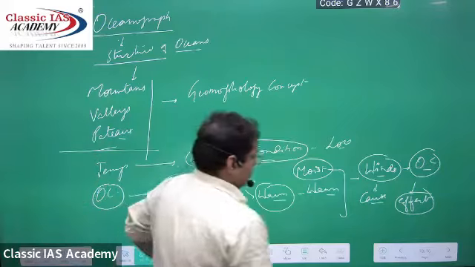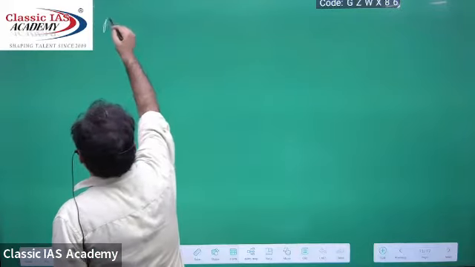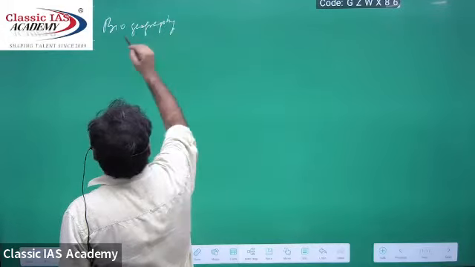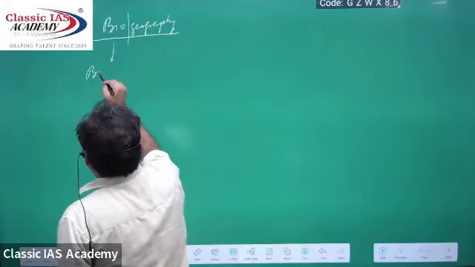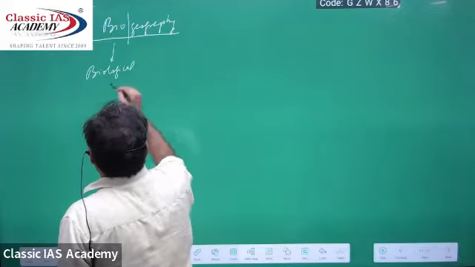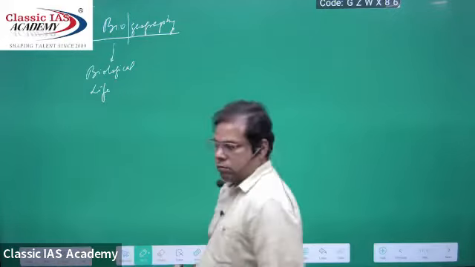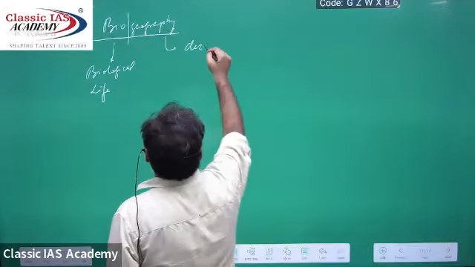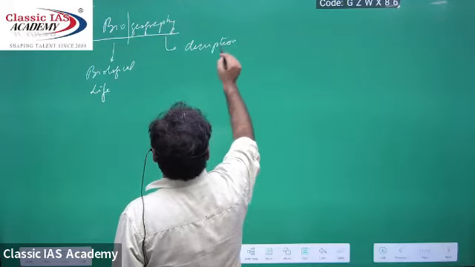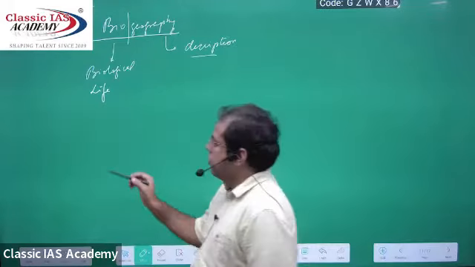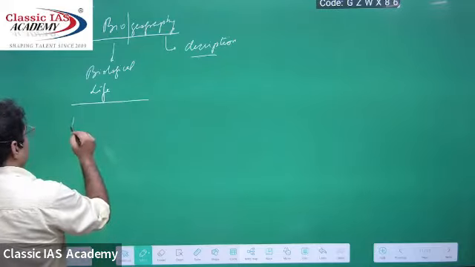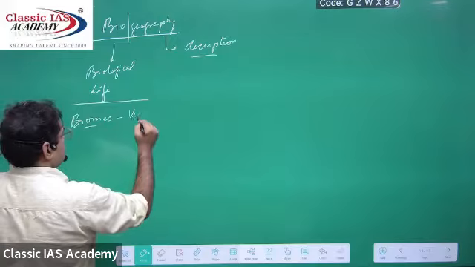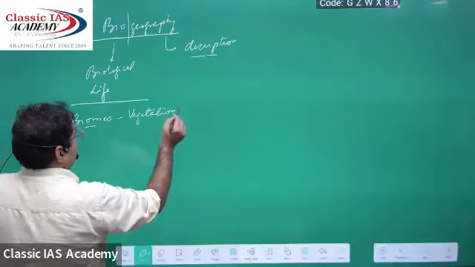Then after it comes biogeography. In biogeography, the terms are biological life. Biogeography is about biological life. There is a description, and there is also a cause and effect relationship. Biological life means you will find biomes there. Biomes means vegetation or forest cover.